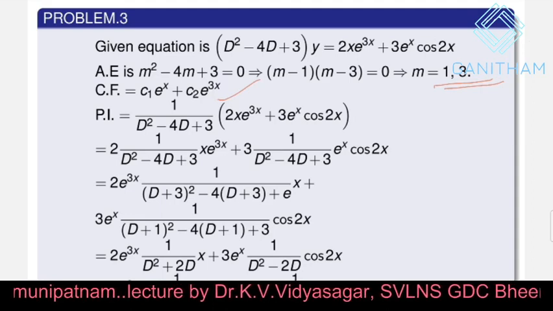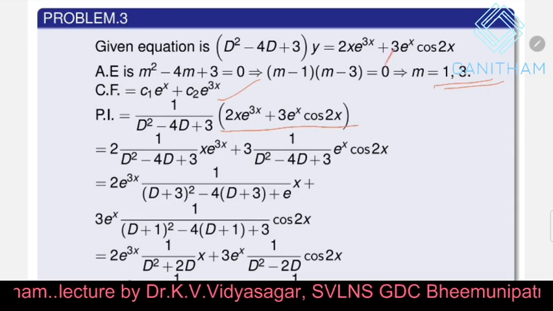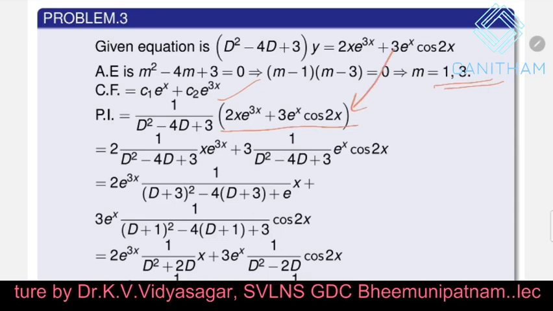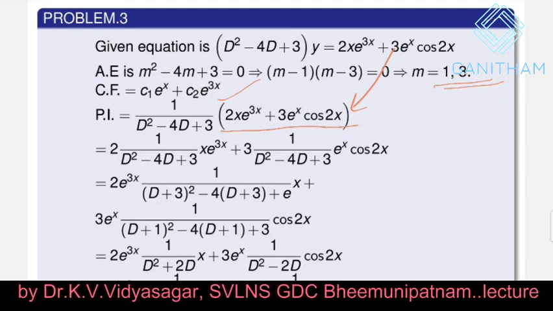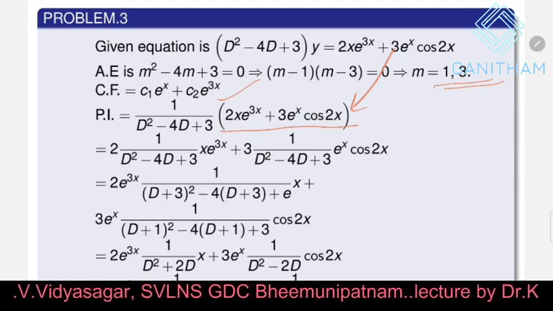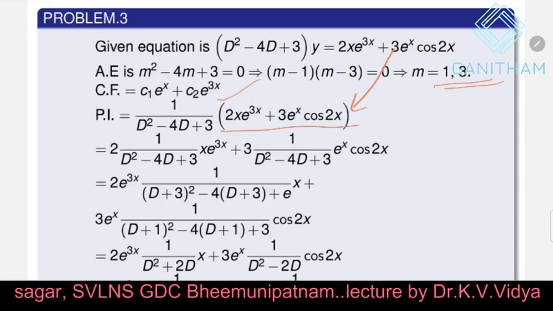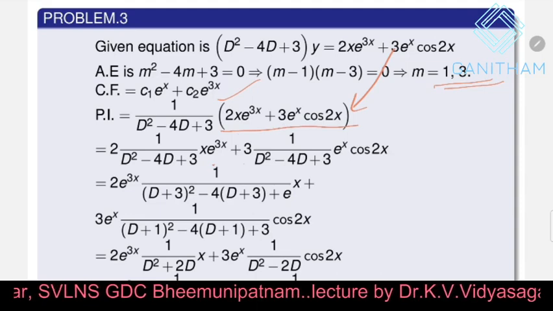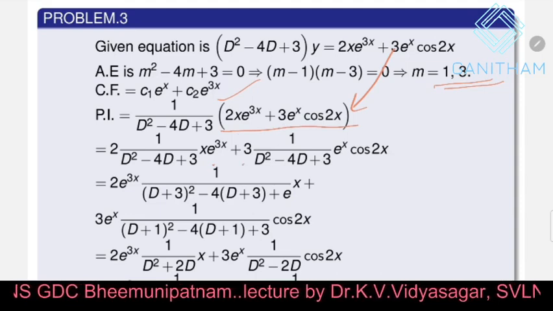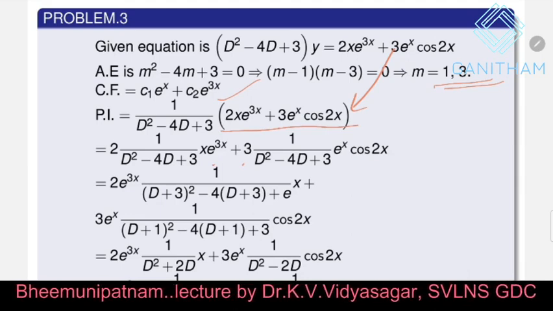Now the particular integral value is 1 by f of d into Q of x. The Q of x value is 2x e to the power 3x plus 3 e to the power x into cos 2x. So I will divide it into two terms. So 2 into 1 by d square minus 4d plus 3 into x e to the power 3x. Similarly, 3 into 1 by d square minus 4d plus 3 into e to the power x into cos 2x.